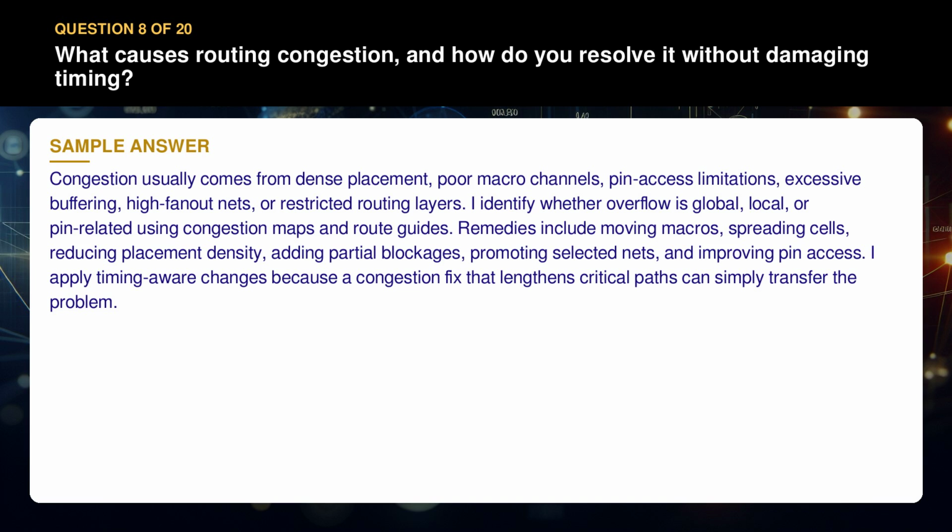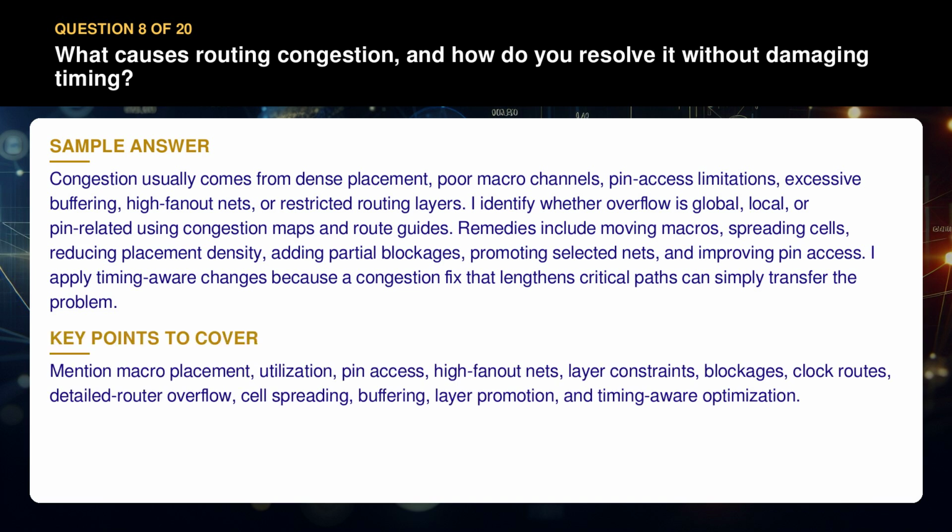Remedies include moving macros, spreading cells, reducing placement density, adding partial blockages, promoting selected nets, and improving pin access. I apply timing-aware changes because a congestion fix that lengthens critical paths can simply transfer the problem. Mention macro placement, utilization, pin access, high fan-out nets, layer constraints, blockages, clock routes, detailed router overflow, cell spreading, buffering, layer promotion, and timing-aware optimization.